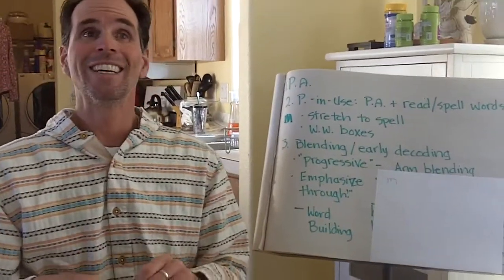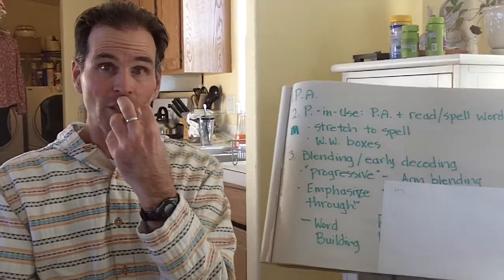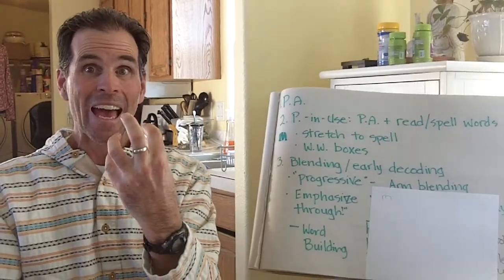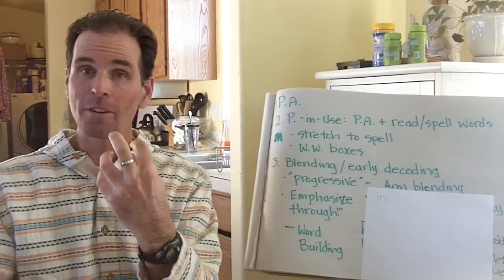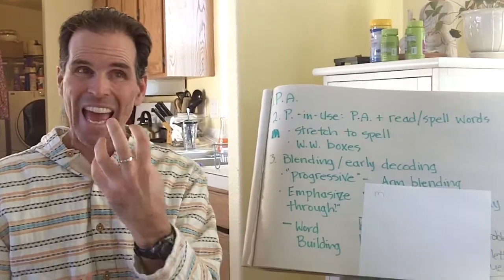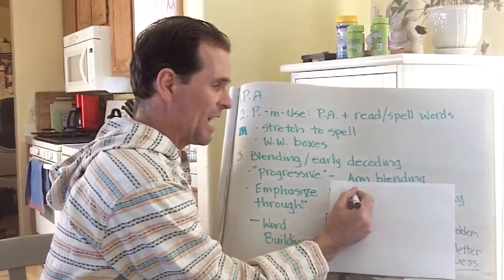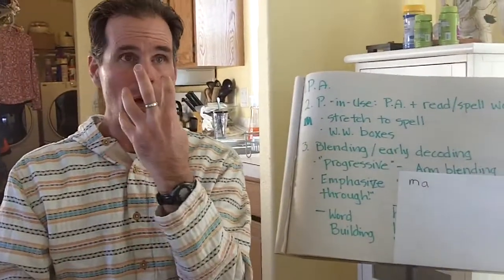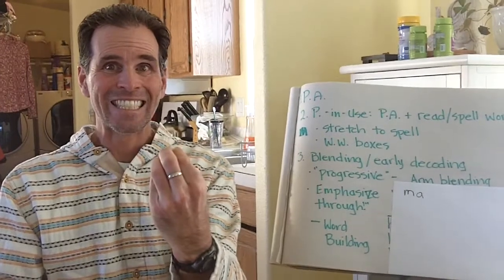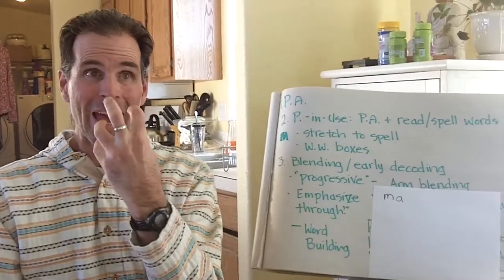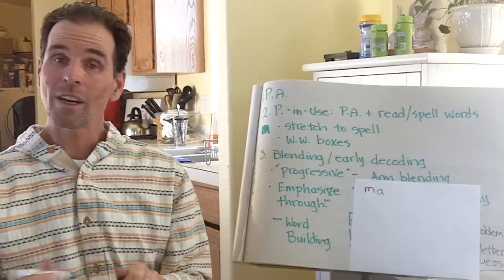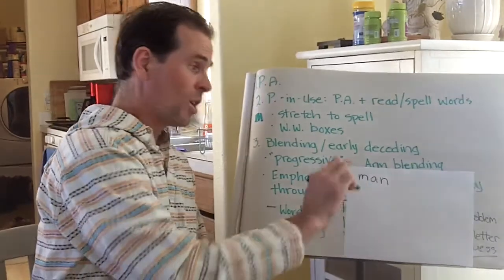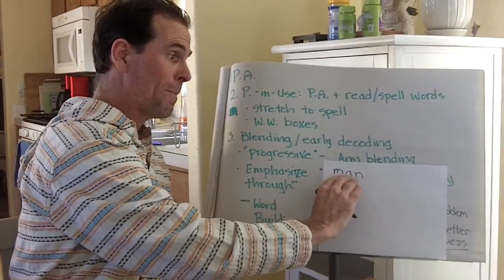Okay, let's go back to our stretch. I want you to stretch it a little farther and stop in the middle of the stretch. Ma. Okay, what do you hear in the middle of man? What's making that ah sound? Good, that's the A. Okay, let's get to the end of our stretch now. Man. What do you hear at the end? Man. Okay, and what letter do we know makes that sound? Great. Okay, let's read our word. What's our word here? Man.